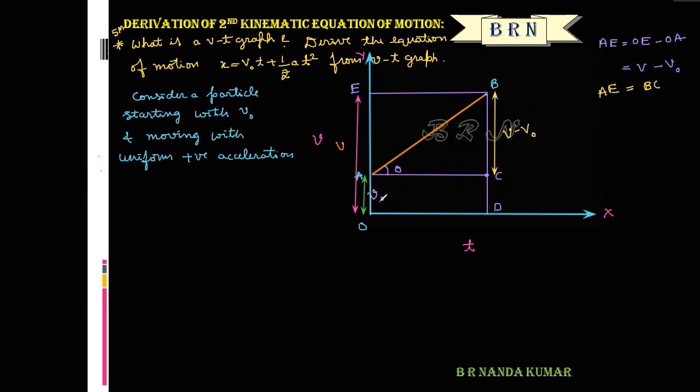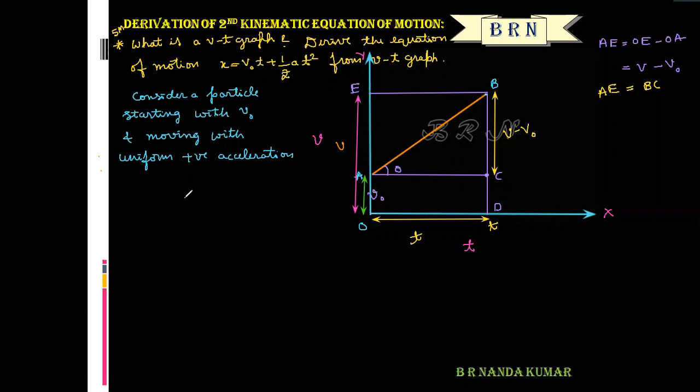So AE is OE minus OA. OE is the final velocity. OA represents the initial velocity. So the point A corresponding time is 0. The point B corresponding time that is considered, that is T. So OD represents the change in time. What is the value of OD? OD is equal to T.